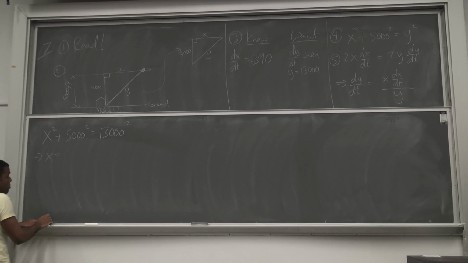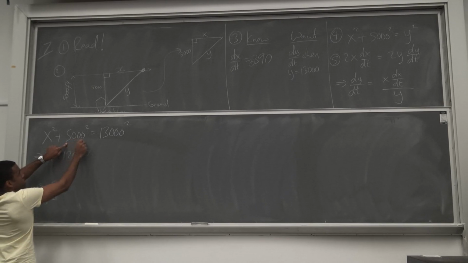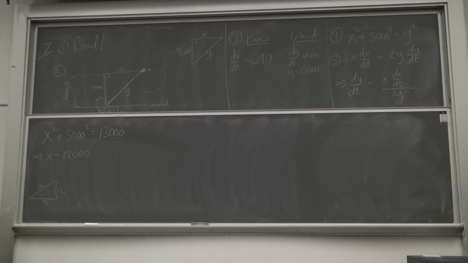It's a special triangle. Remember there was a thing when this was 13 and this is 5? Alright, a 5, 12, 13 triangle. You take 12 squared, which is 144, add 5 squared, which is 25, you get 169, which is 13 squared. So I know that here my x is just 12,000. Everything's bumped up by a factor of 1,000, so my 12 is bumped up by a factor of 1,000, that's my x value.